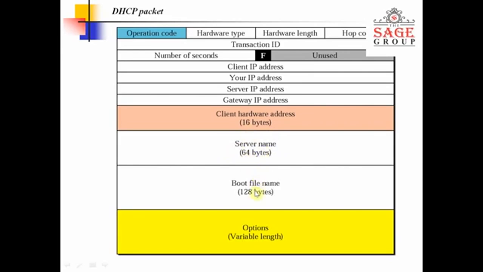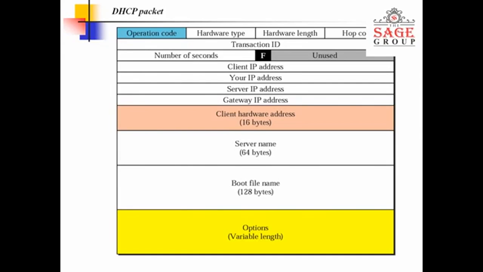Boot file name. The boot file name is an application for the server side. Its length is 128, and then the optional field. Suppose we have to send some message, we can send that message with the help of the optional field. In future, we will read about the packet format with the help of operation codes.